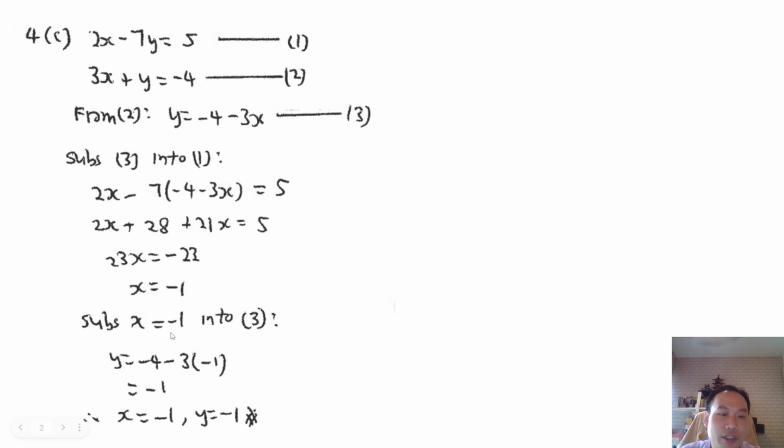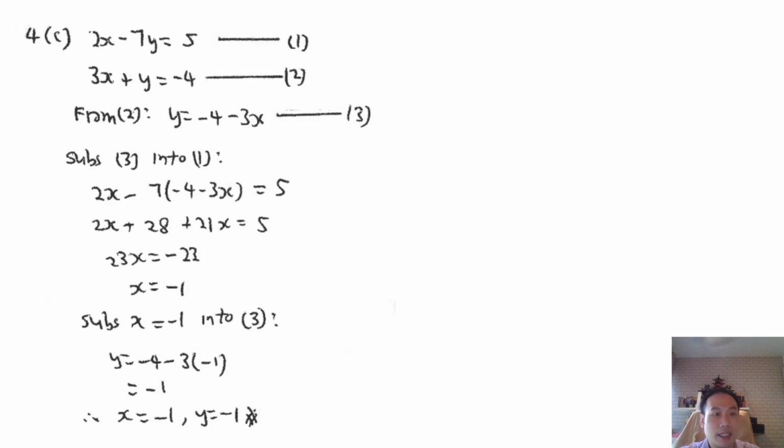So substitute into equation 3, y equals to negative 4 minus 3x, but this time around, replace the x with negative 1. Simplifying this, we have y equals to negative 1. Therefore, for this particular question, the solution is x equals to negative 1, y equals to negative 1. Okay, all good. I hope you're getting this.